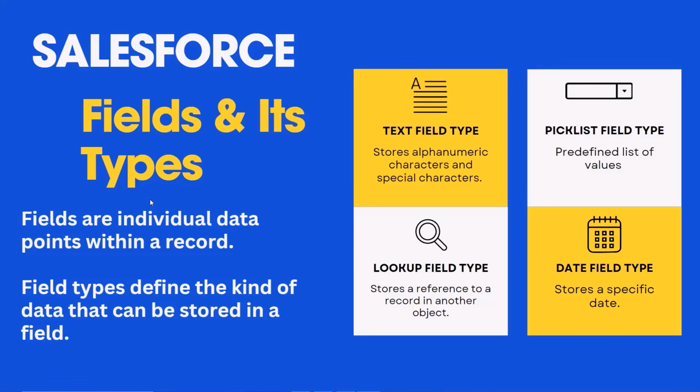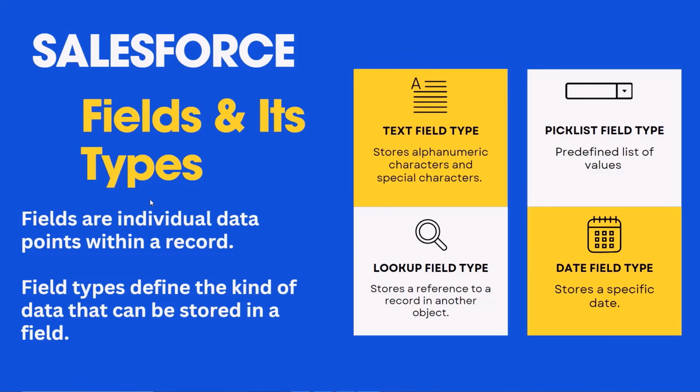Now my next requirement is to create different fields for the task assignment object. In the task assignment object, firstly I need a pick list field. I need two pick list fields for storing the task status and the technologies.